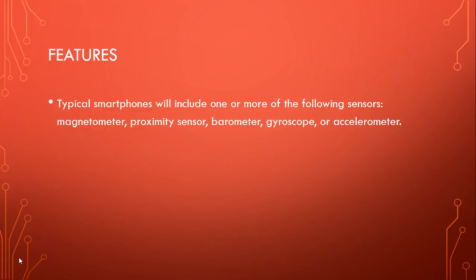Features. Typical smartphones will include one or more of the following sensors: magnetometer, proximity, barometer, gyroscope, or accelerometer.